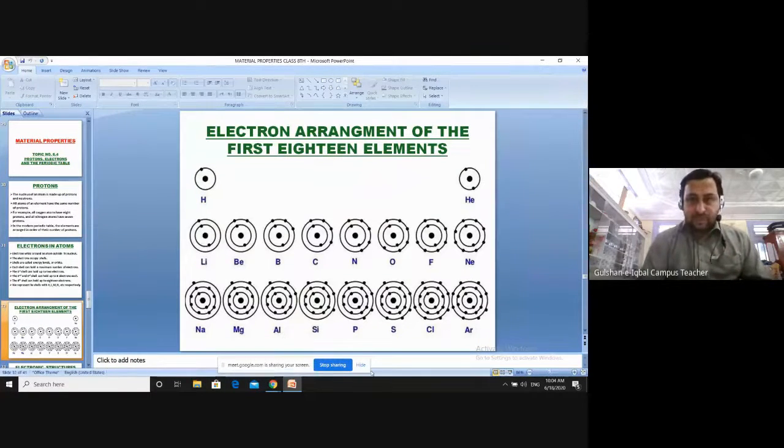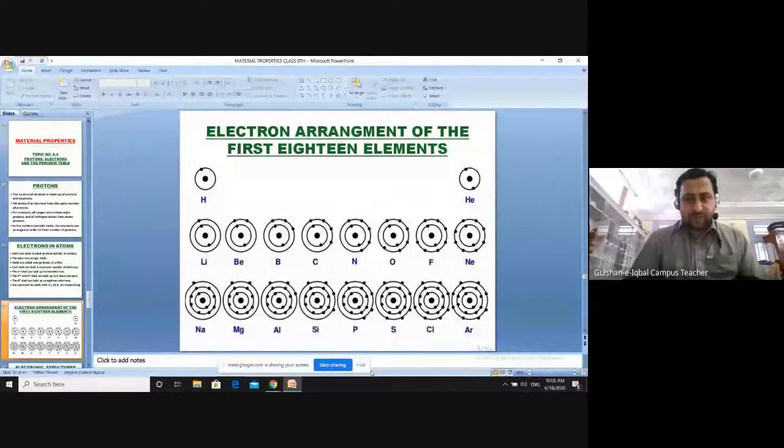So the last topic which we discussed was the electron arrangement, and I have given you from 1 to 10 that you should draw these. Okay, so from H to Ne you have drawn. If somebody has made any kind of mistake in them, you can see from H to Ne and correct it, okay?